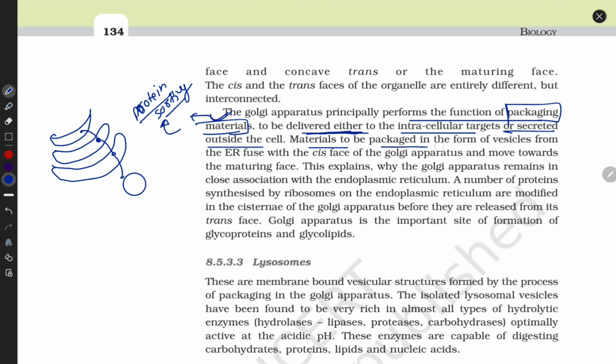Material is to be packaged in the form of vesicles. Now you are clear, guys? They give the message not directly. They give the message in packet form. We call it a vesicle.